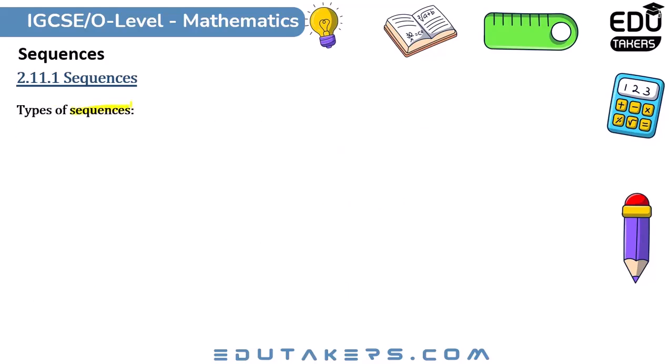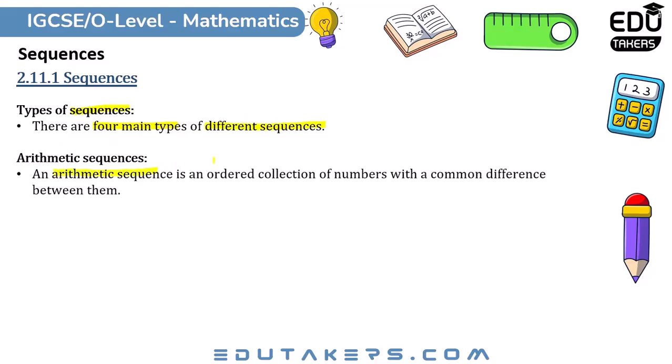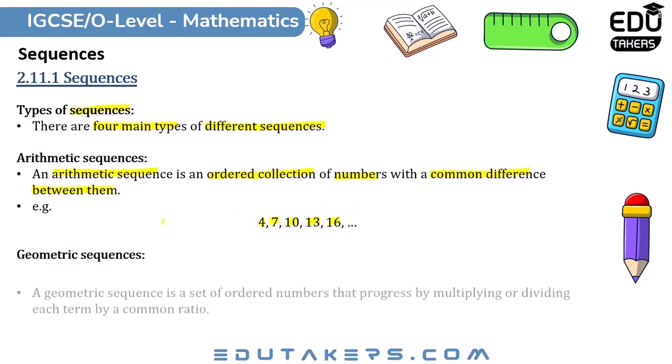Types of sequences. There are 4 main types of sequences. Arithmetic sequences. An arithmetic sequence is an ordered collection of numbers with a common difference between them. For example, a sequence is 4, 7, 10, 13, 16 and so on. Their common difference is 3.